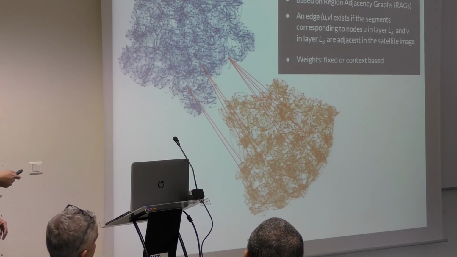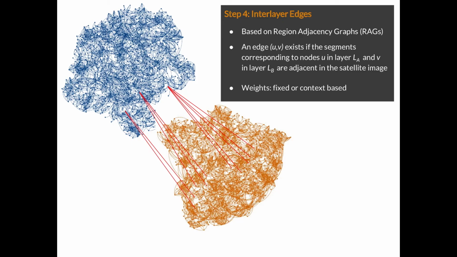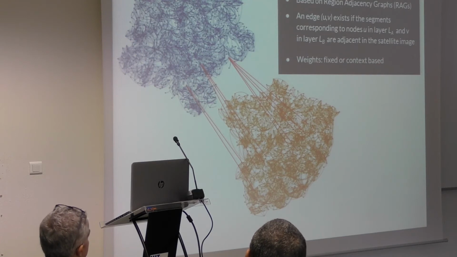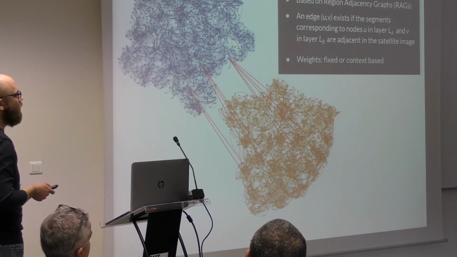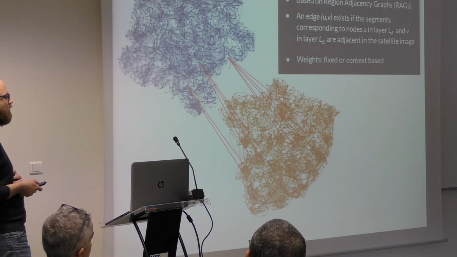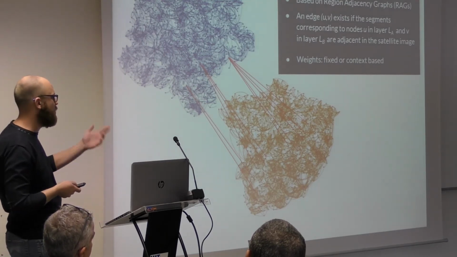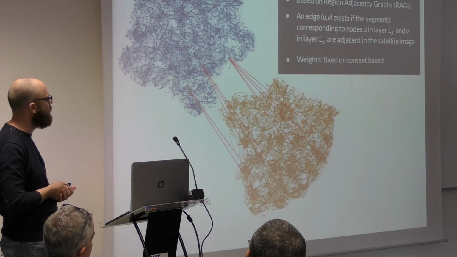Interlayer edges are also added based on the regional adjacency graph, so nodes referring to segments in different layers will have an interlayer edge between them if they are adjacent in the regional adjacency graph of the image, okay? And then we propose two weighting schemes, so fixed or based on the context. So fixed, for example, half of the average weight, or based on the context, so always with the cosine distance.